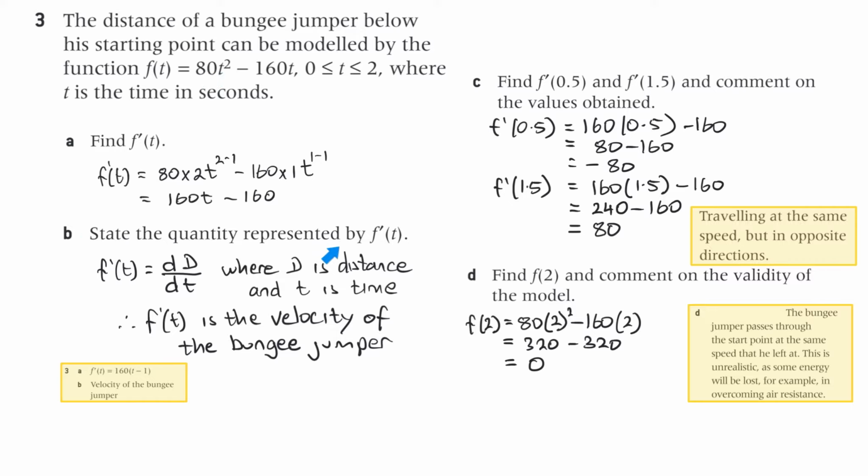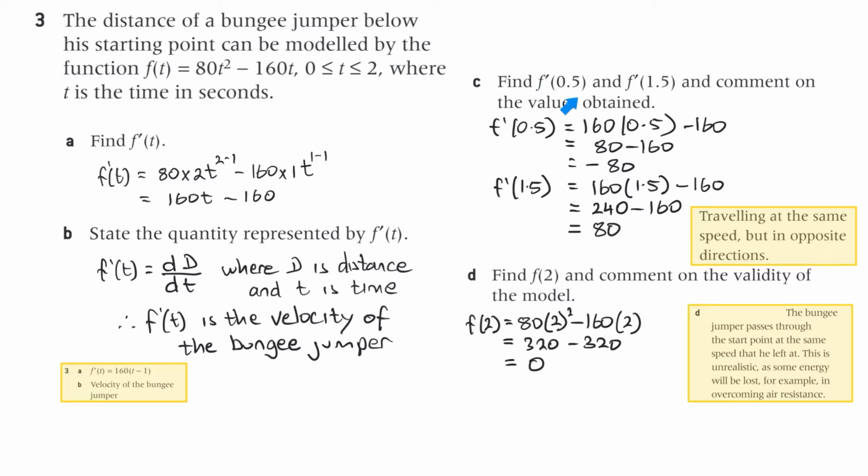B, state the quantity represented by the derivative. Well, the derivative is the rate of change of d with respect to t. Now, I've used d for distance, and t is time. Well, that's velocity because it's a change of distance over time. So that means the derivative here is the velocity of the bungee jumper.